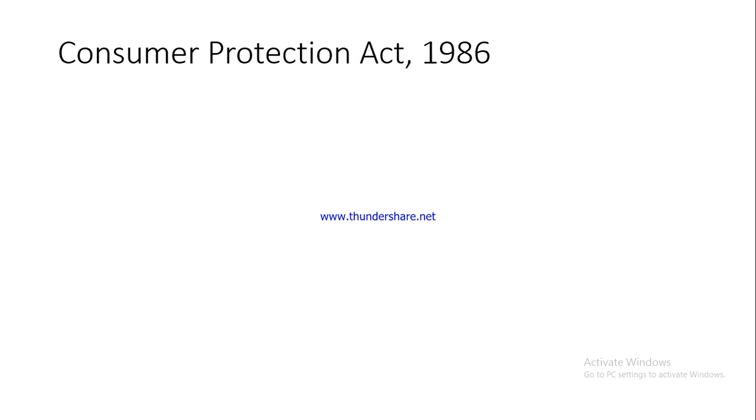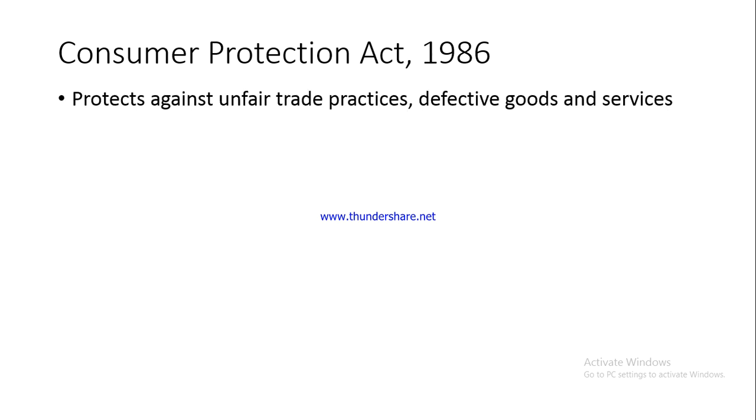And now we are going to discuss the Consumer Protection Act 1986, which is the main topic in this particular unit. So what does the Consumer Protection Act do? It protects against unfair trade practices and defective goods and services. So basically it protects the customers against unfair trade practices by the sellers, against the chances of being sold defective goods or services.